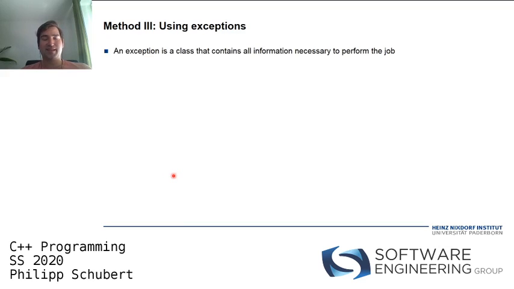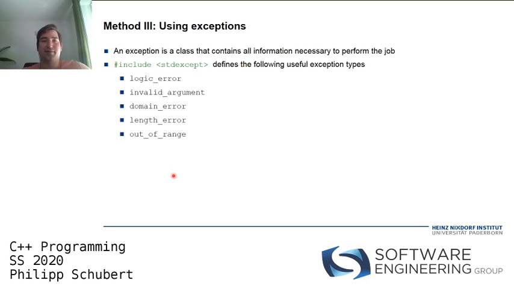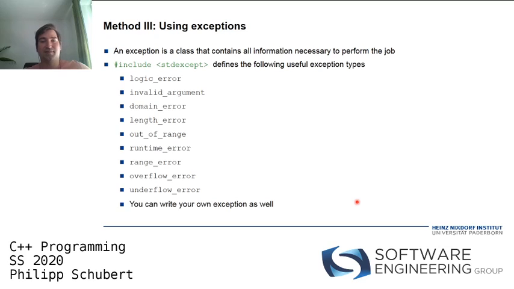So what is an exception exactly? An exception is a type. An exception is a class that contains all information necessary to perform the job that needs to be performed. The std_except header defines the following useful exception types. You can throw logic error, invalid argument error, domain error, length error, out of range error, runtime error, range error, overflow error, underflow error.